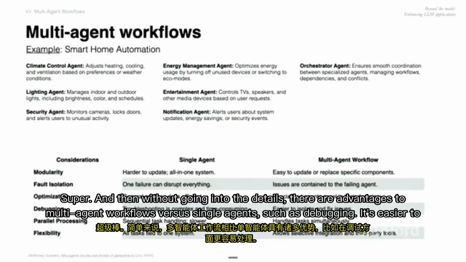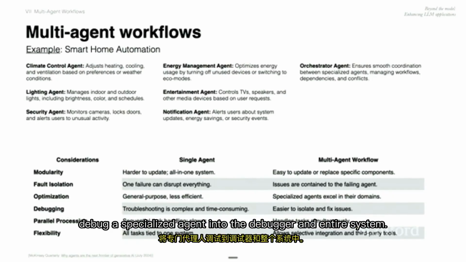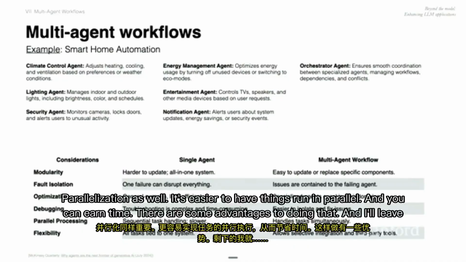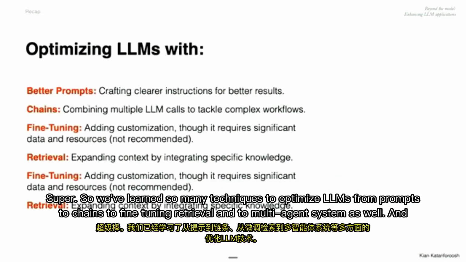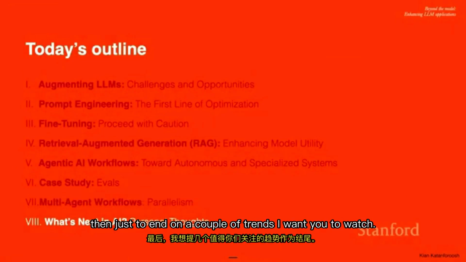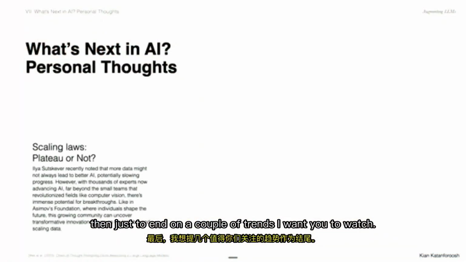Okay. Super. And then without going into the details, there are advantages to multi-agent workflows versus single agents, such as debugging. It's easier to debug a specialized agent than to debug an entire system. Parallelization as well. It's easier to have things run in parallel, and you can earn time. There are some advantages to doing that, and I'll leave you with this slide if you want to go deeper. Super. So we've learned so many techniques to optimize LLMs, from prompts to chains to fine-tuning retrieval, and to multi-agent systems as well. And then just to end on a couple of trends I want you to watch.